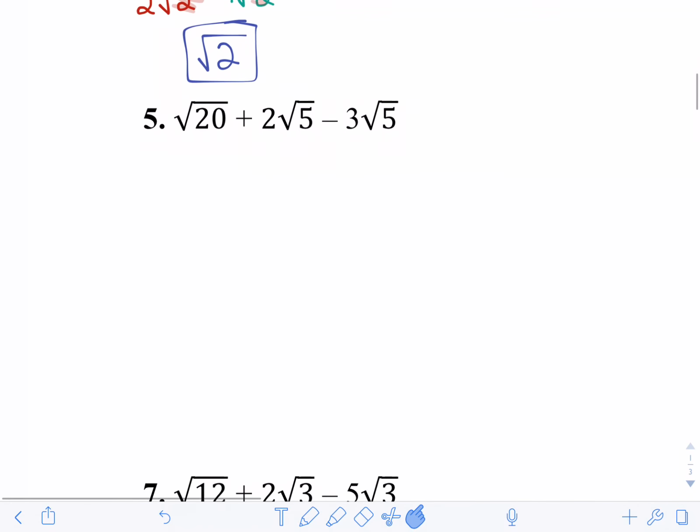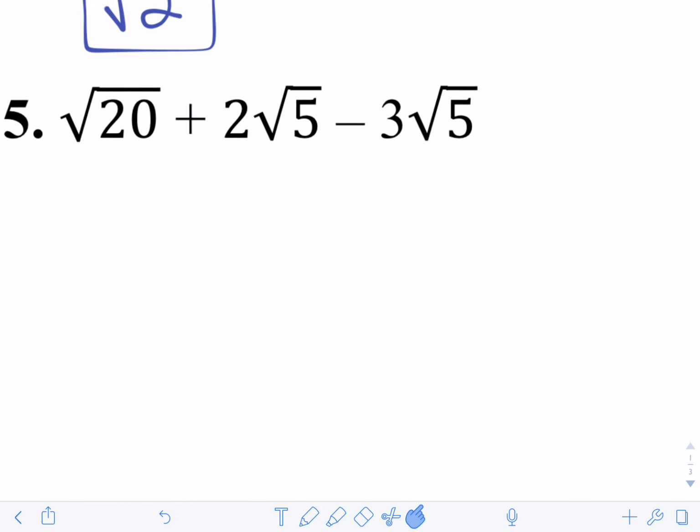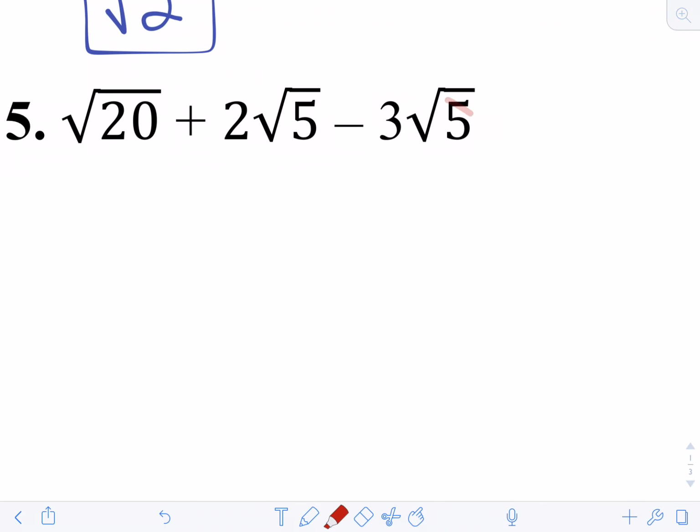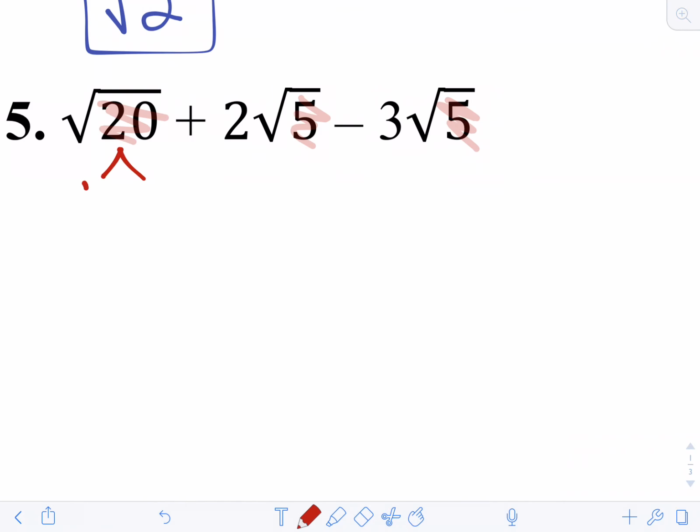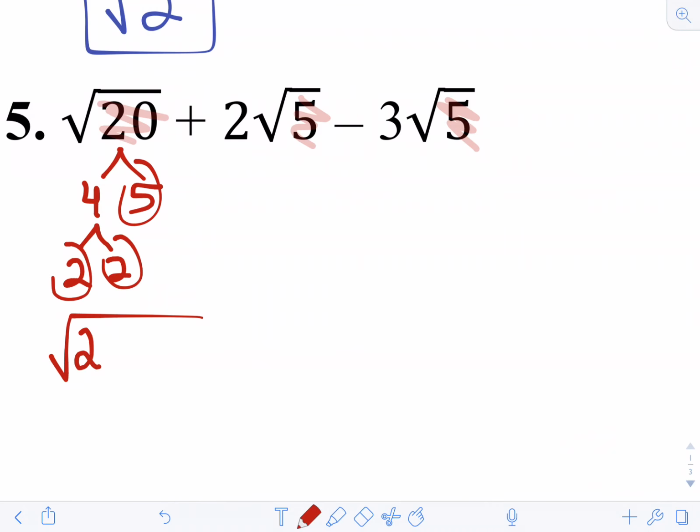Okay, let's see, number 5. So number 5, I have a 5 and a 5 and then a 20. So let's see if we can get the 20 to look like a square root of 5. So I'm going to do 4 and 5. This would be 2 times 2. So those are my prime numbers. So I write down my prime numbers. Circle your pairs, write it down, cross it off. There's nothing else I can simplify.